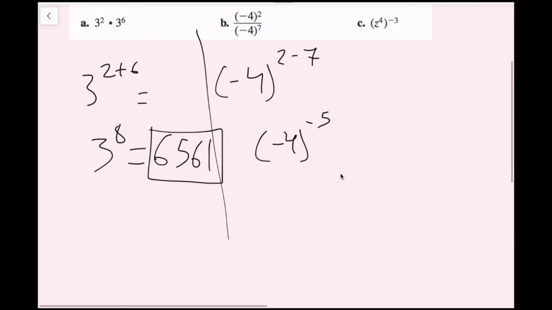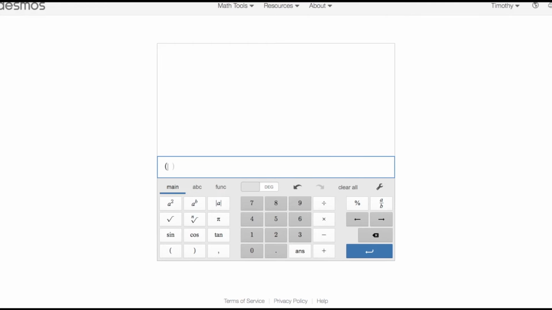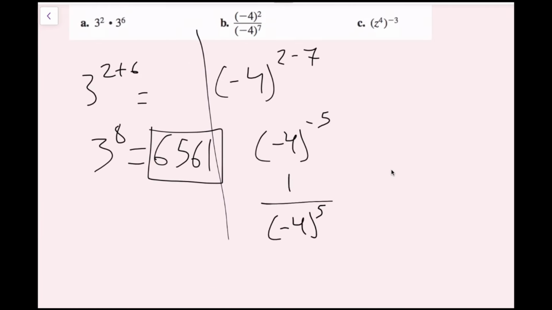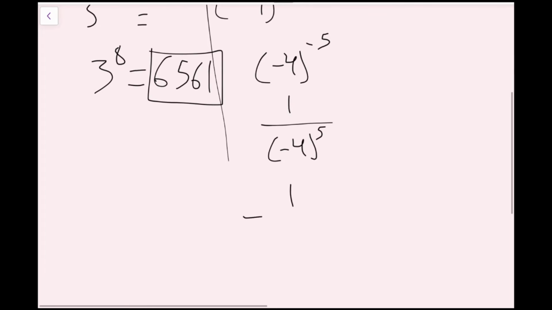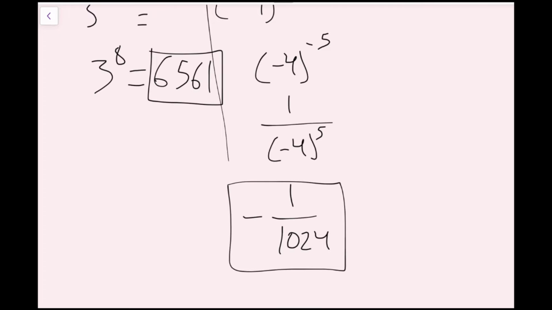Well, this is the same thing as 1 over negative 4 to the positive 5th power. Okay. And then once again, you could do this out as well, but I'm going to use the calculator again. And whenever our base is negative, it's important to use parentheses. So I'm going to do negative 4, the quantity, to the 5th power. So our answer is going to be 1 over negative 1024. So this is, scroll down here, negative 1 over 1024. And now we're done with part B.